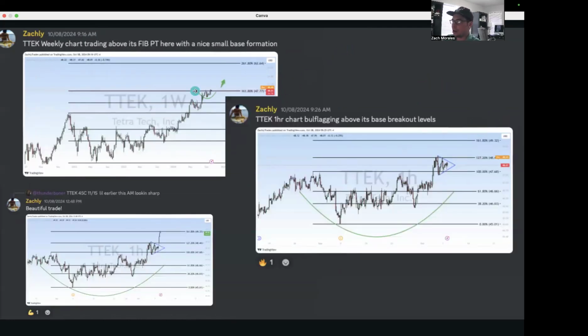TTEK, starting off with that broader weekly time frame analysis, noticing that we're essentially creating a small base here above a long-term price target. All right, so you zoom in onto a 1 hour chart, and what do you see? You see the base, you see a bull flag, a bullish continuation pattern above a base breakout level. And what did it do? It absolutely fired up to our bullish price target here.